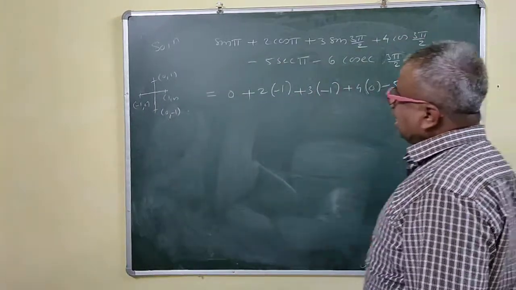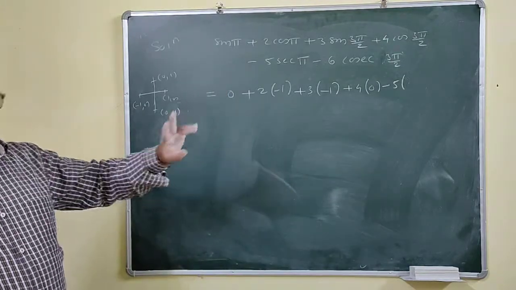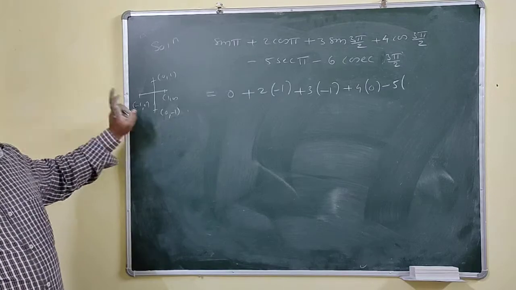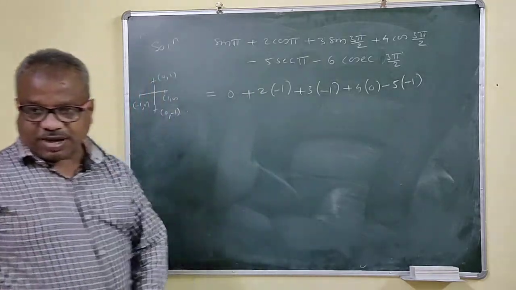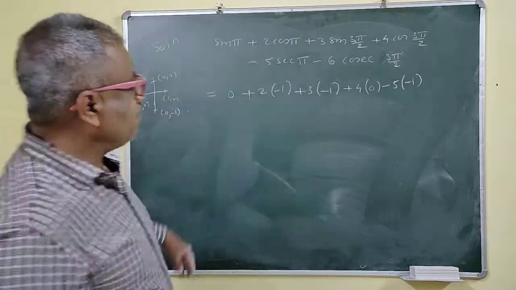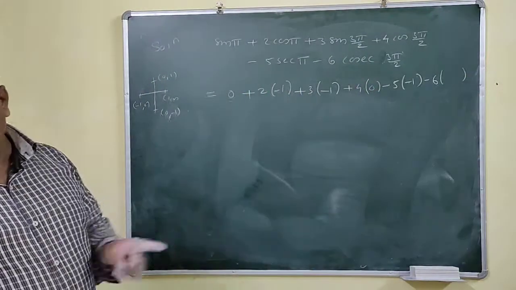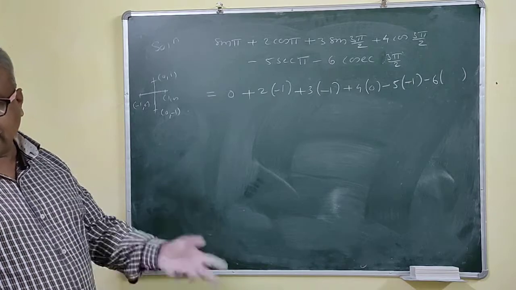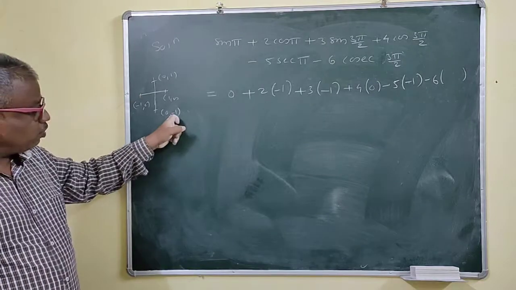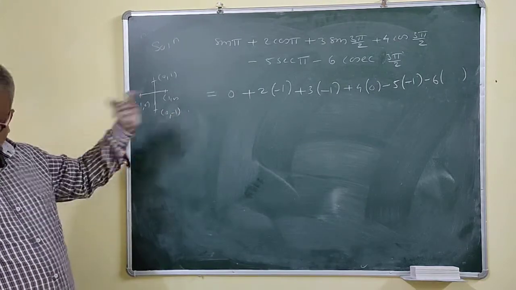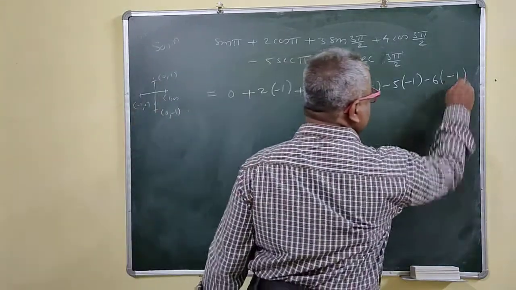-5 sec pi. For the value of sec pi, find the value of cos pi. Cos pi will be -1. And the reciprocal of -1 is what? -1, right? Sec pi is -1. -6 cosec 3 pi by 2. Cosec means reciprocal of sine, so find the value of sine and take its reciprocal. This is 3 pi by 2, where you are on the negative axis. Your value is -1 for sine. You have to take the reciprocal of -1. The reciprocal of a negative number is negative. So this is -1, right?